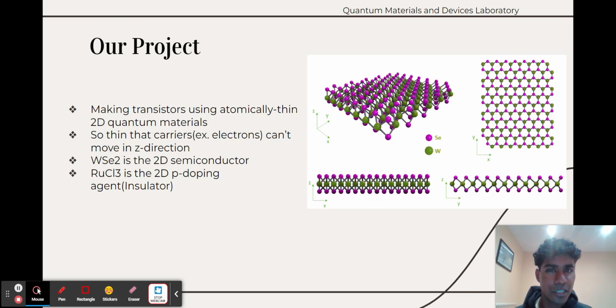In our project, we aim to use two-dimensional atomically thin quantum materials to make transistors. For our base semiconductor, we are using monolayer tungsten diselenide. And for our positively doping agent, we are going to be using ruthenium chloride monolayer.